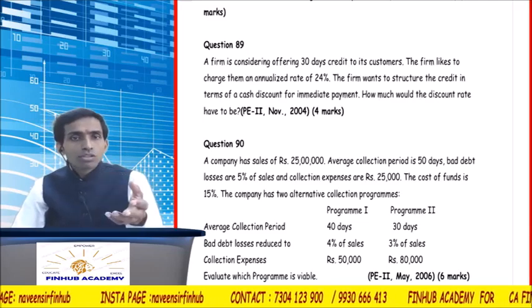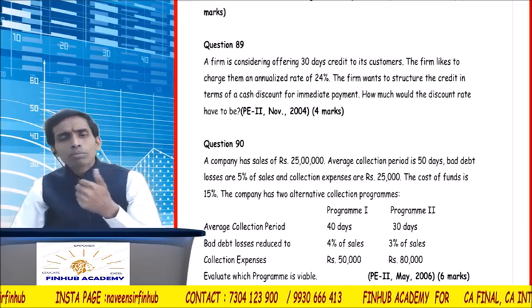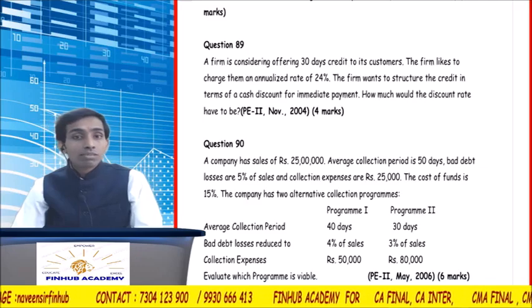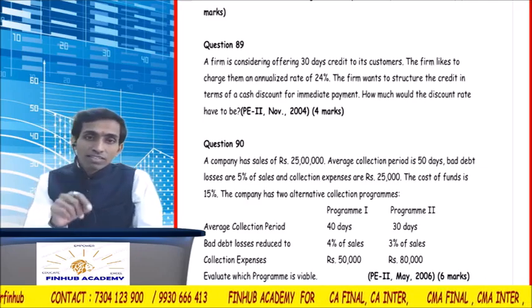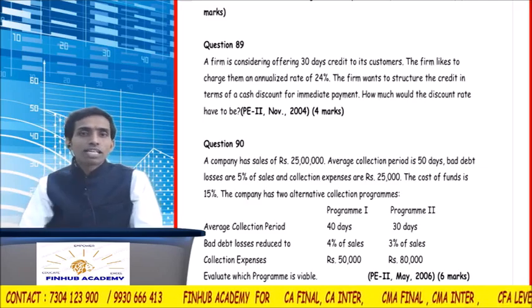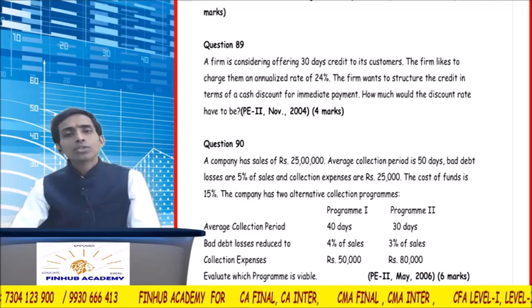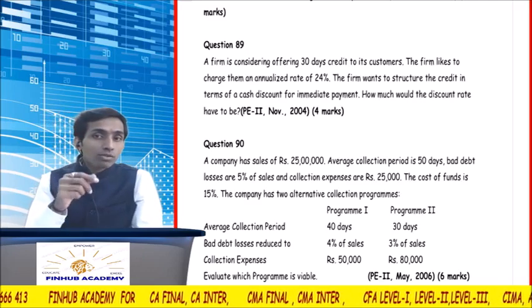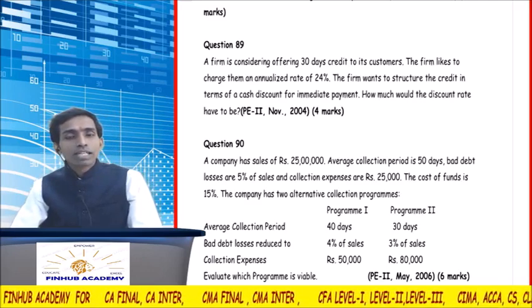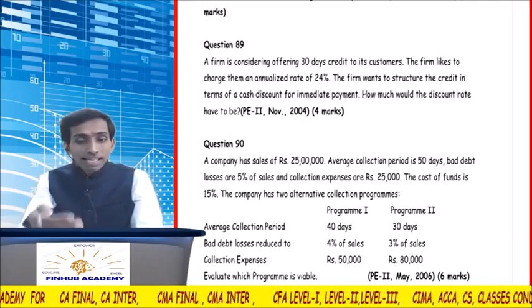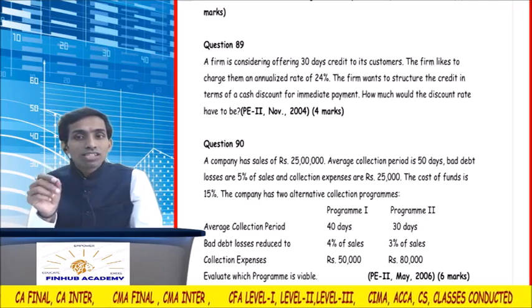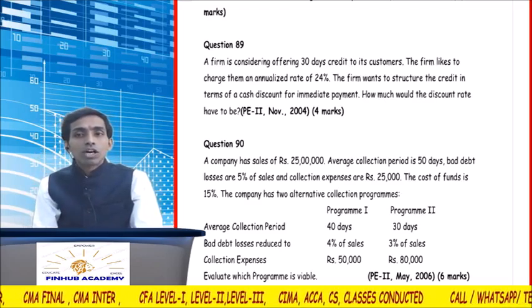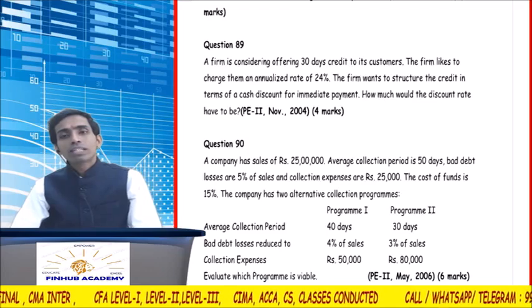See, if I am selling some goods, I should get the prompt payment, right? But what business people do, if they are giving you a 30 days credit period, they will charge interest on that, and your invoice will be given accordingly. Now these people want to charge a 24% annualized rate. And if someone pays early, the firm wants to structure the credit in terms of cash discount for immediate payment. So how much should the discount rate be?